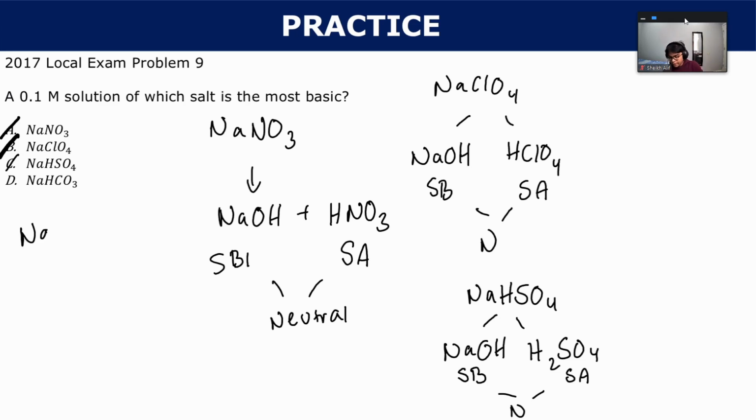So we have NaHCO3. The reactants are going to be NaOH and then H2CO3. NaOH is a strong base, but H2CO3 is going to be a weak acid.